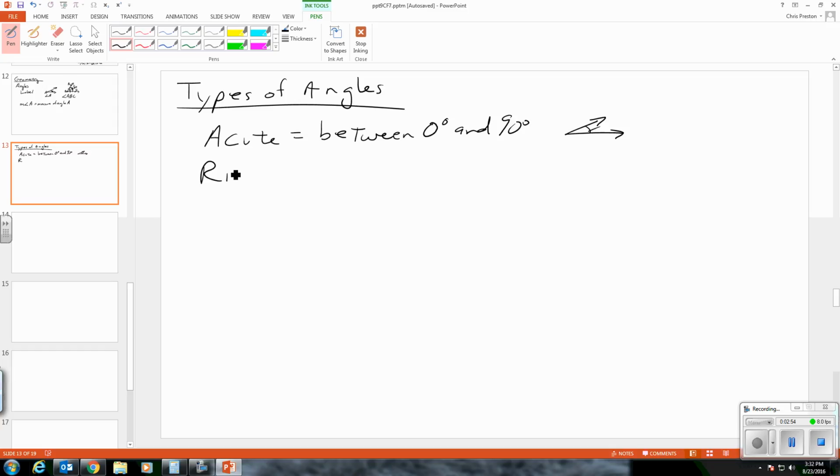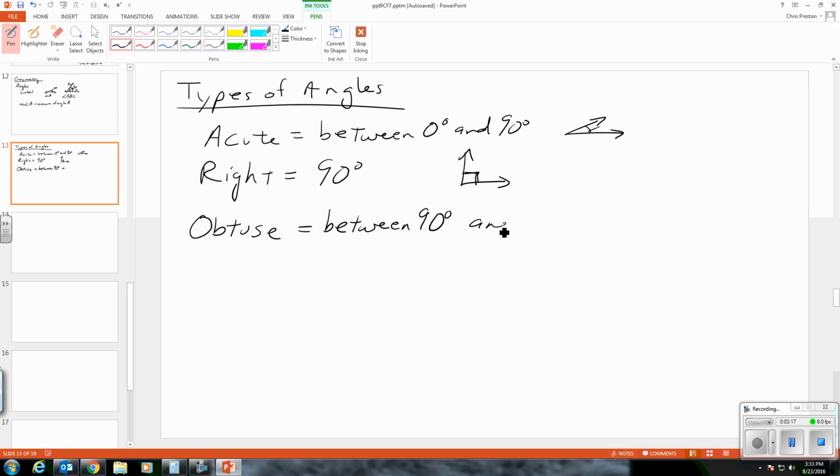Then we have a right angle, and this is exactly 90 degrees. And so what you'll see a lot of times is instead of using a curve, they'll just draw a box to indicate that's a 90-degree angle. And then we have obtuse, and that is between 90 degrees and 180 degrees. So something like that would be an obtuse angle.